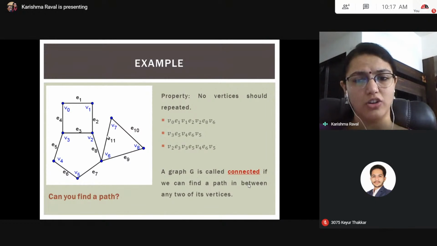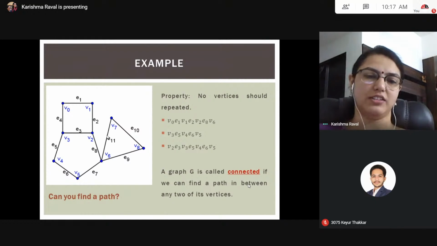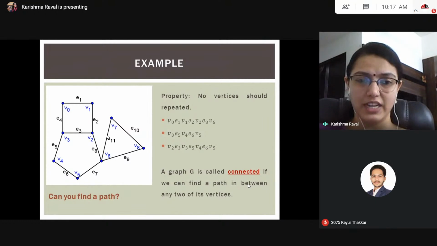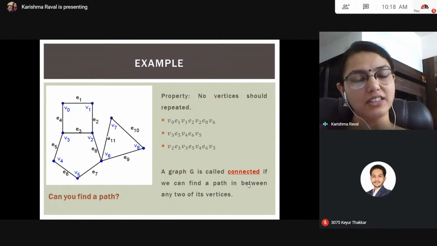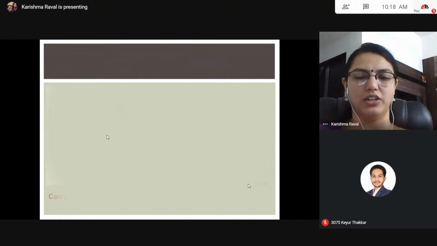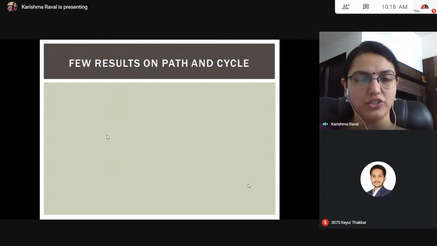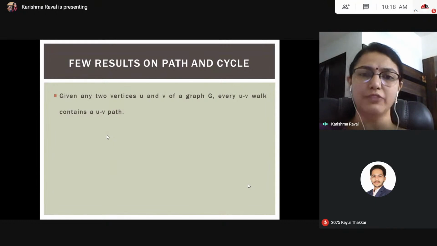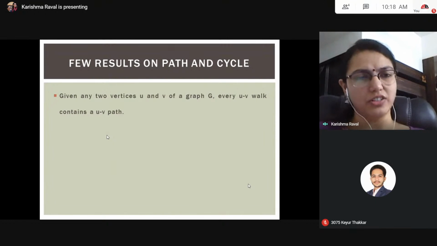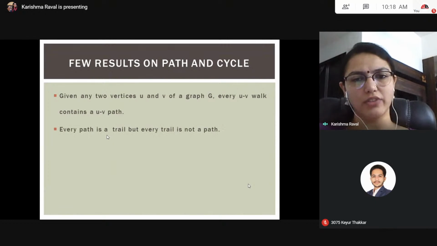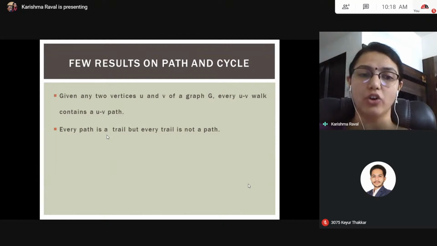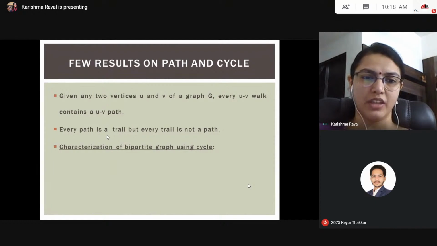A graph G is called connected if we can find a path between any two of its vertices. So if there is no path between some two vertices, we can say that this graph is disconnected, or that this graph has more than one component. So it is very necessary that we should find a path. There are a few results connecting path and cycle. The very first result: given any two vertices u and v of graph G, every u-v walk contains a u-v path. Every path is a trail, but every trail is not a path.